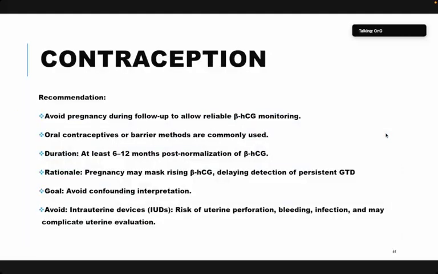So in terms of contraception, it is recommended to avoid pregnancy during follow-up. The contraception that can be used is hormonal contraception, your oral contraception. But in our setting, we give the injectables because some patients forget to take treatment every day. You can also use a barrier method. But what should be avoided is intrauterine devices because of the risk of perforation, bleeding, and infection.